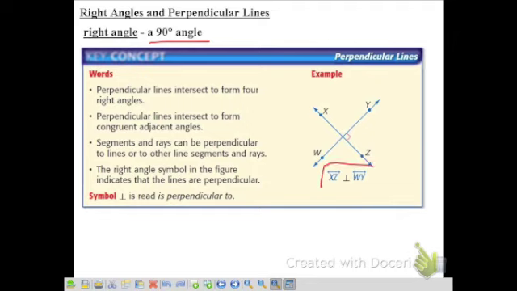We also write that lines are perpendicular in this way. We read this as line XZ is perpendicular to line WY. We can also use the same symbol with segments. I could say segment WY is perpendicular to segment XZ. We can do the same with rays as well.